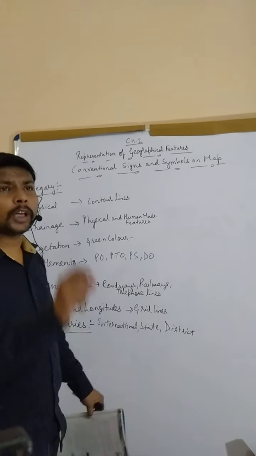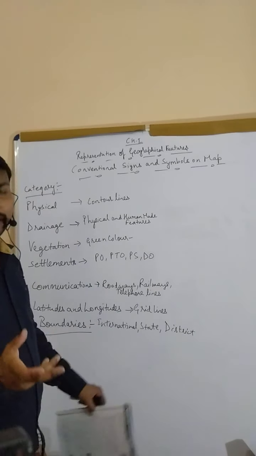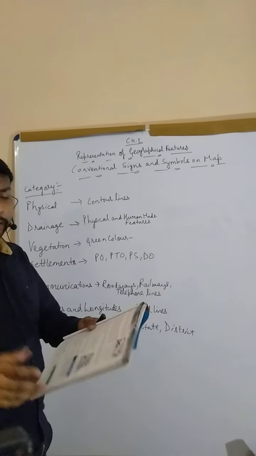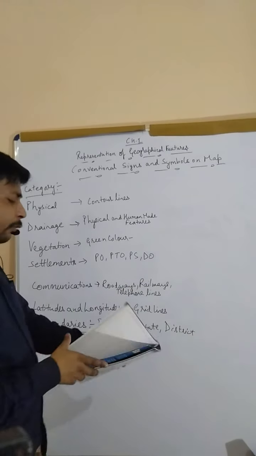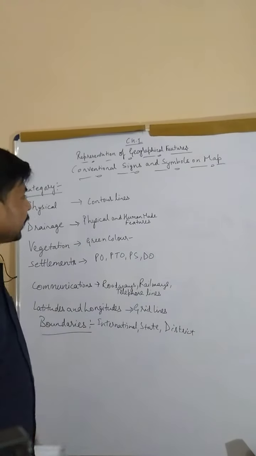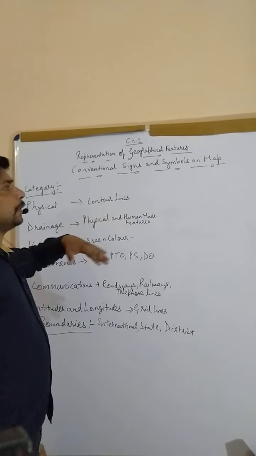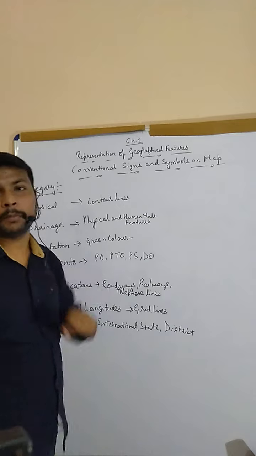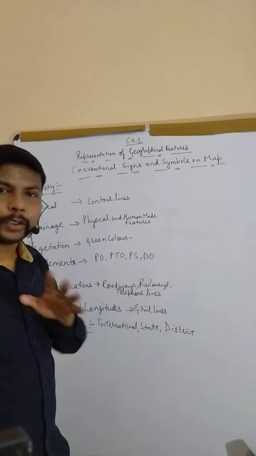I also told you how to use that scale, meaning measuring with the help of a scale, with the help of a curve if it is curved, and with the help of thread. And I told you about topographic sheets also, right? So today is the last topic of this chapter, that is conventional signs and symbols on the map, right? What's the use of these conventional signs and symbols? As you know, a map is very limited with space.